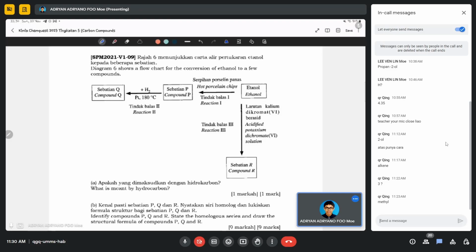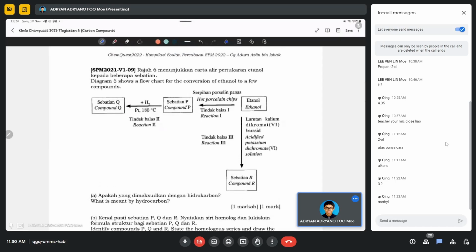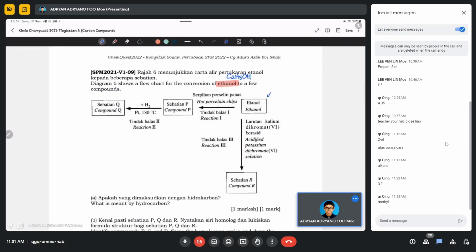Okay, so here, this is the real SPM question from last time, the 2021 question. Diagram 6 shows a flow chart of the conversion of ethanol. They already say ethanol, so we already know it is C2H5OH, converted to a few compounds. So which one is ethanol? Ethanol is here, right? Okay.